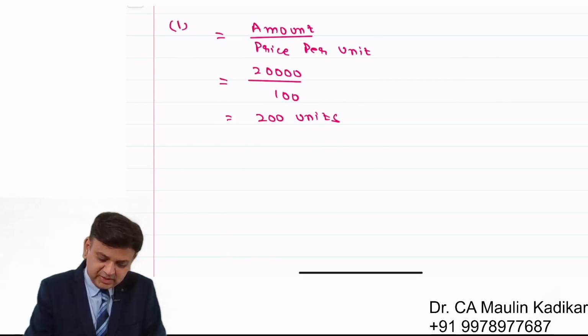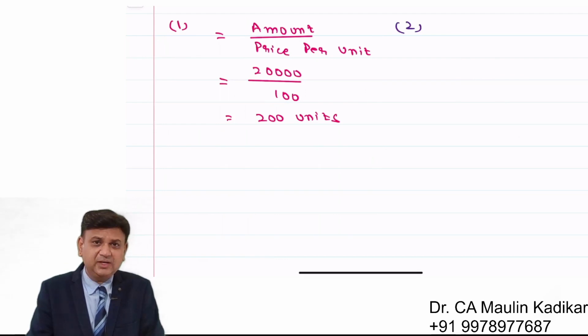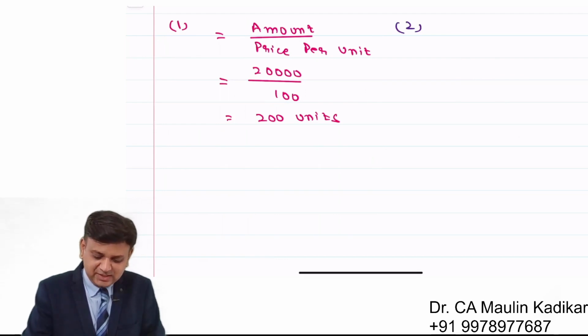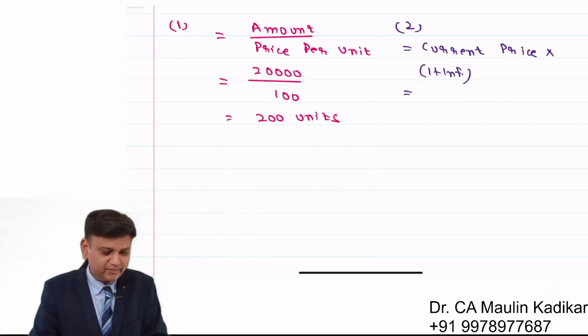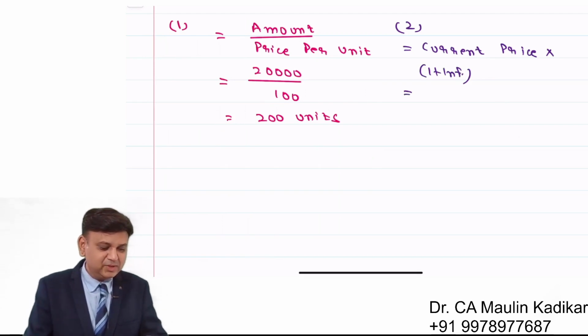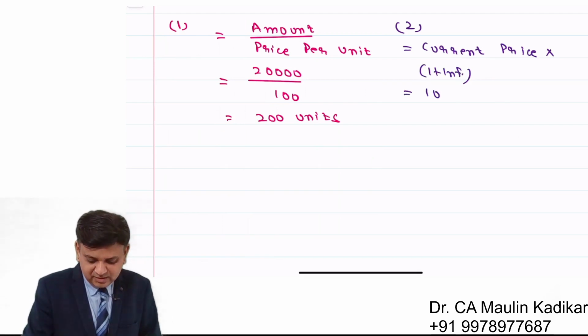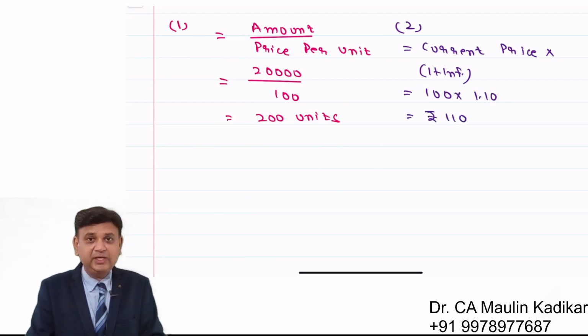The second question is that what is the price of the commodity after 1 year? We understand that it is current price into 1 plus inflation rate. Current price is provided to us as 100 rupees. Inflation rate is 10 percentage. That comes to 110. That is the price at the end of year 1.